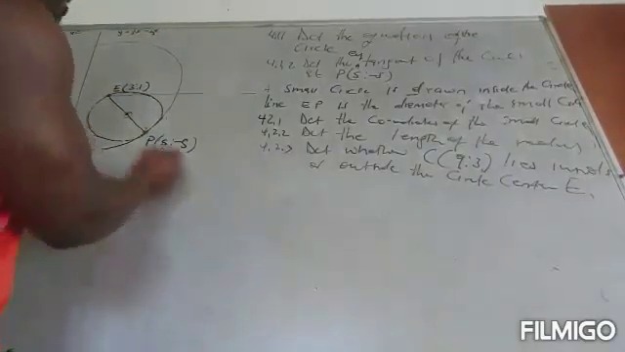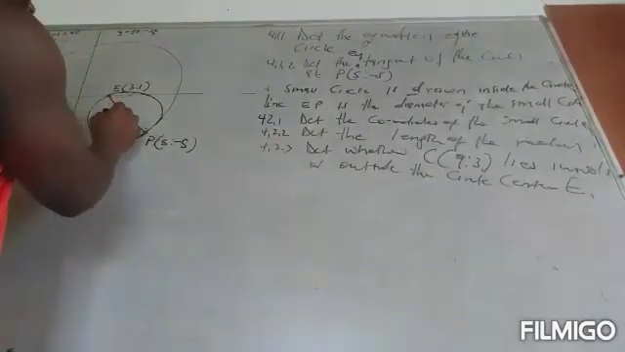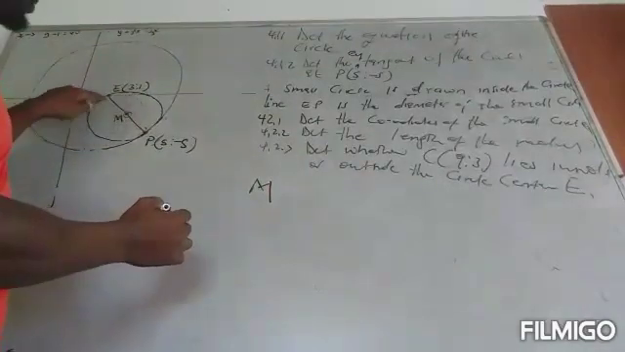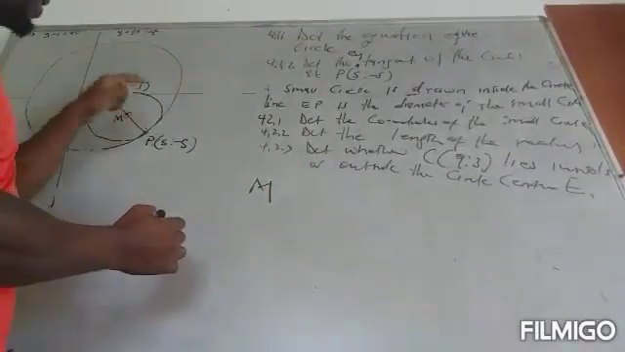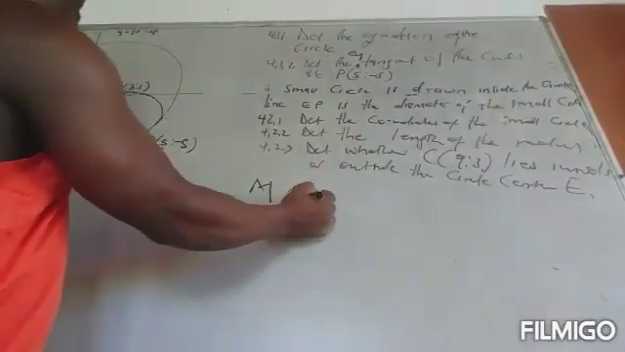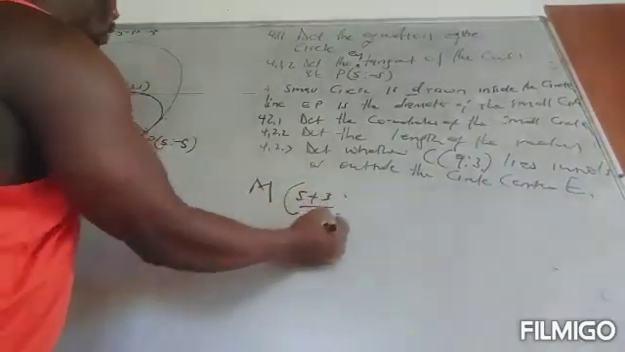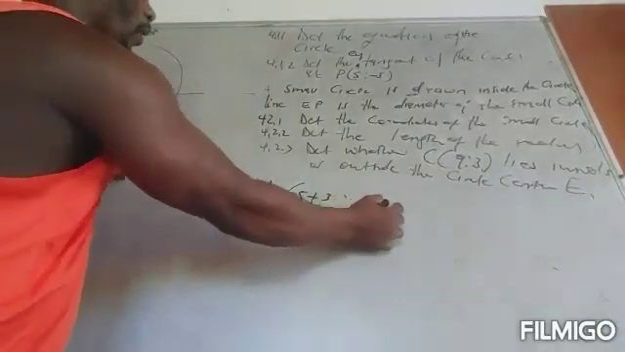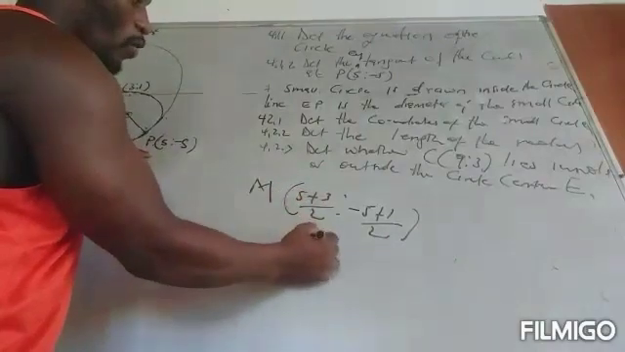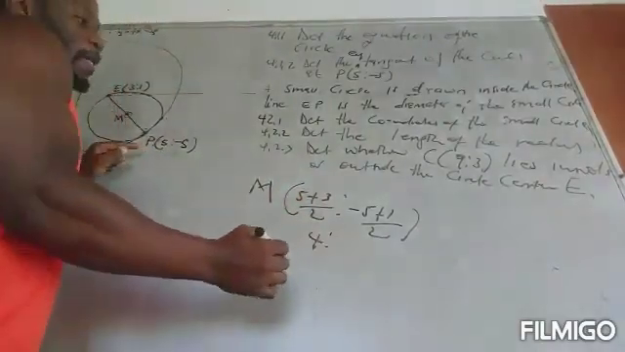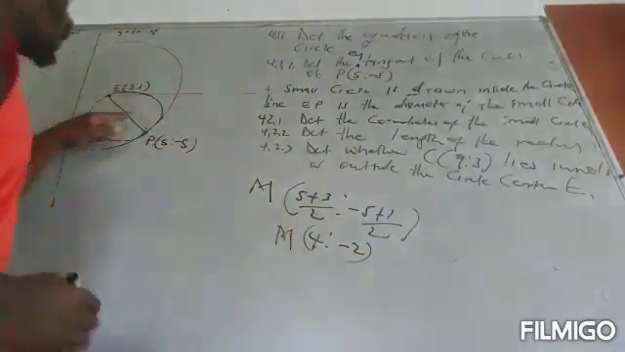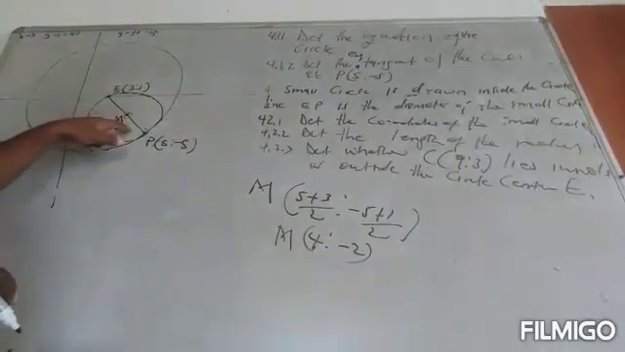So let's call it M. The midpoint of EP, the center of the small circle, is going to be (5 plus 3) divided by 2, and (minus 5 plus 1) divided by 2. So this will be 4, and this will be minus 2. So here is the center of the smaller circle.